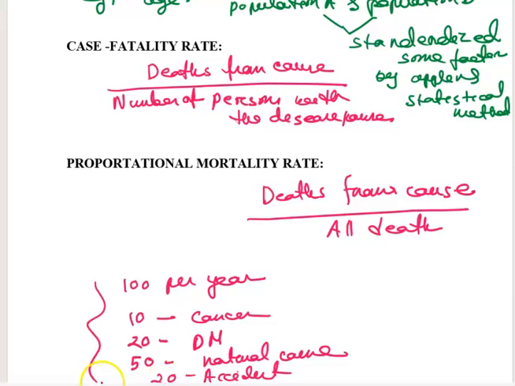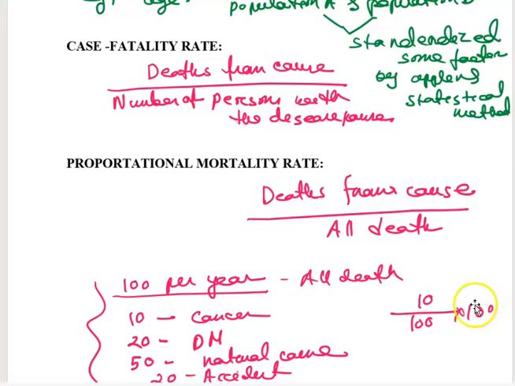So if we sum this up, all deaths would be 100. And then the proportion of deaths due to cancer would be 10 divided by 100, times 100 maybe. So it would be 10% of deaths due to cancer. Just a rough estimate.